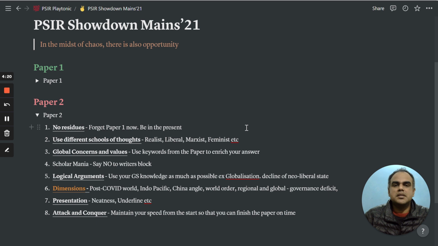Also, if it's not explicitly mentioned in your analysis, be it paper 2A or 2B, you can always mention the global order. You can also mention US, China, the Pax Sinica, Pax Americana, these kinds of things, just to show that you are thinking of a global perspective. The regional dimensions of FTAs, global dimensions. So all these things, and also the global governance deficit, while you mention institutions like the United Nations, WTO, and so on and so forth.